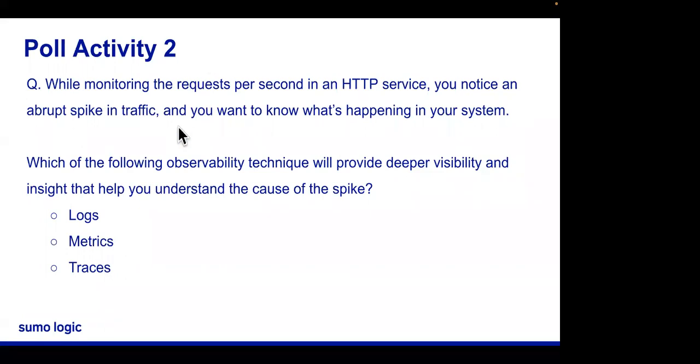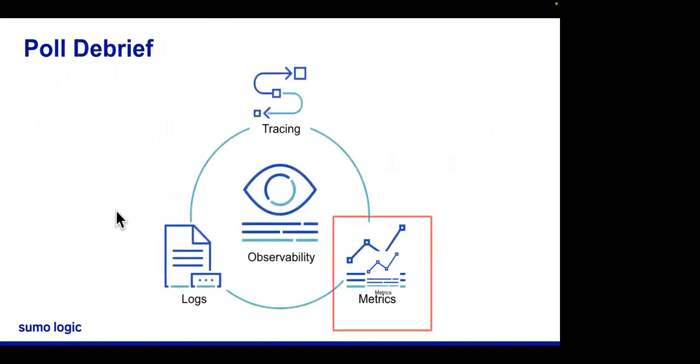Now, most people tend to say logs because logs tell us why. And ultimately, that's the why. That's absolutely correct. But that's not the answer I'm looking for here. The intermediate thing that we're going to see is actually metrics. Metrics is what's going to help us understand and see the value of that spike.